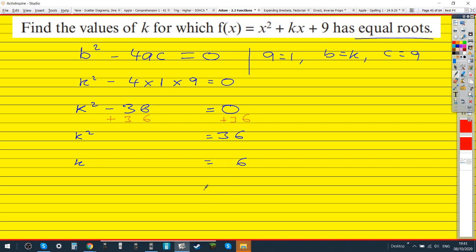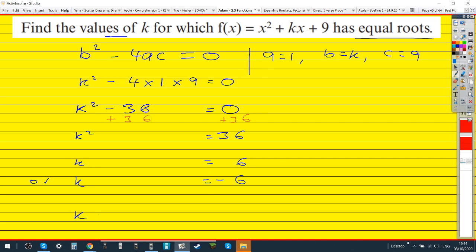So that means B is 6. Why does the question say values of k? Are they like two values? Any idea what the second value is? Would be minus 6? Does minus 6 squared give you 36 as well? Yeah. So k equals 6 or k equals minus 6.